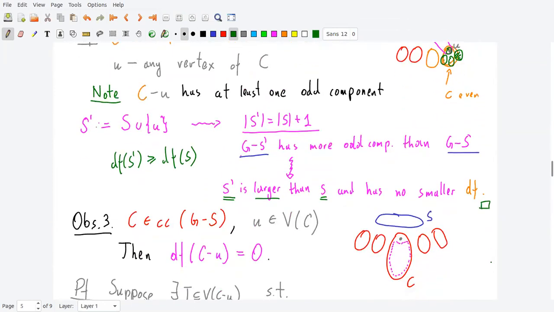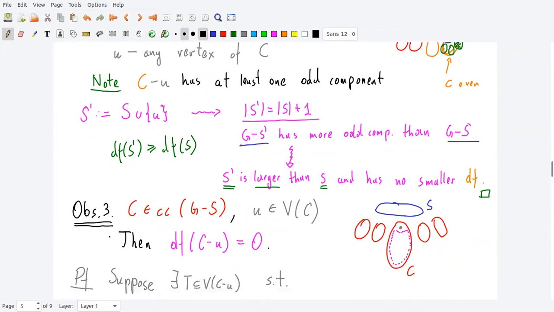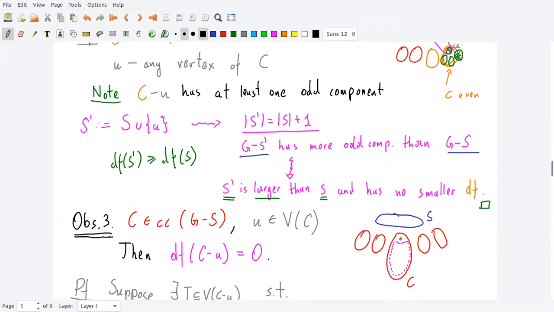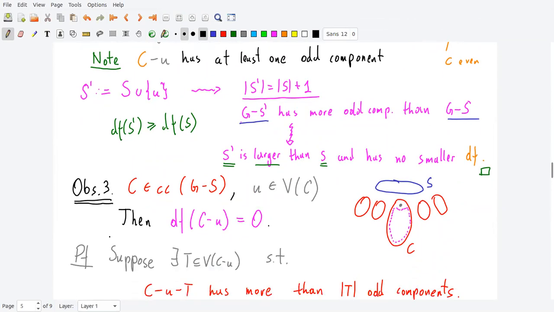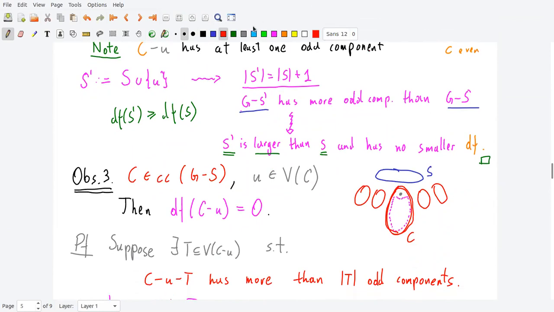The third observation actually is a strengthening of this observation, and the proof will be kind of similar. This observation, observation number three, is actually the key point in the proof. So please hold on. I claim the following. Here is the set S, and let me look at any connected component C of G minus S. So this is this component C, and let me take any vertex u from there. So this is the vertex u.